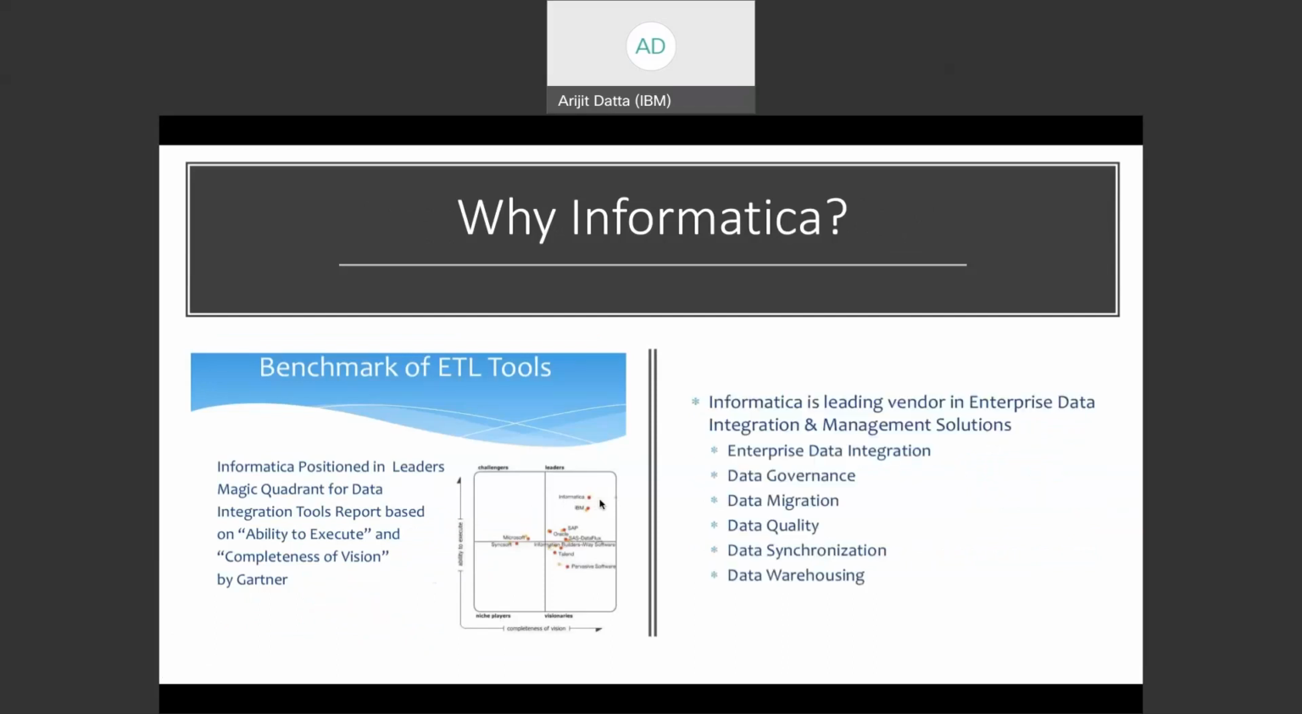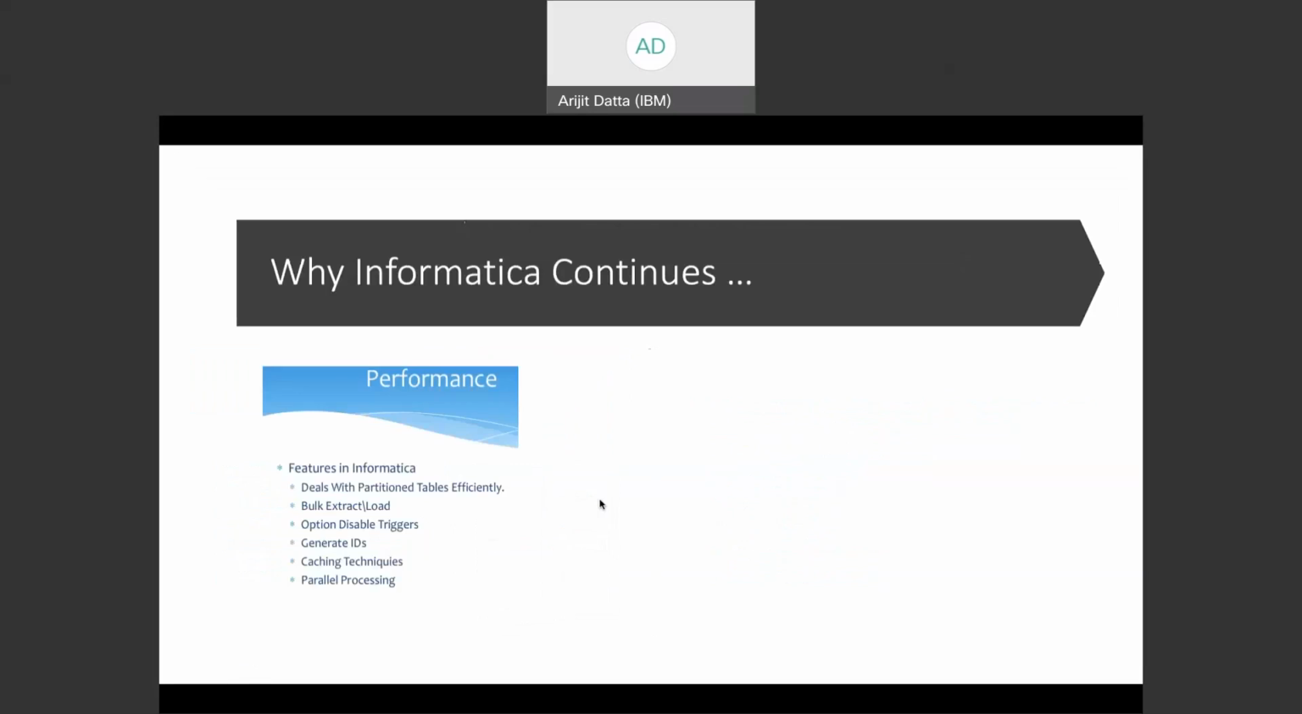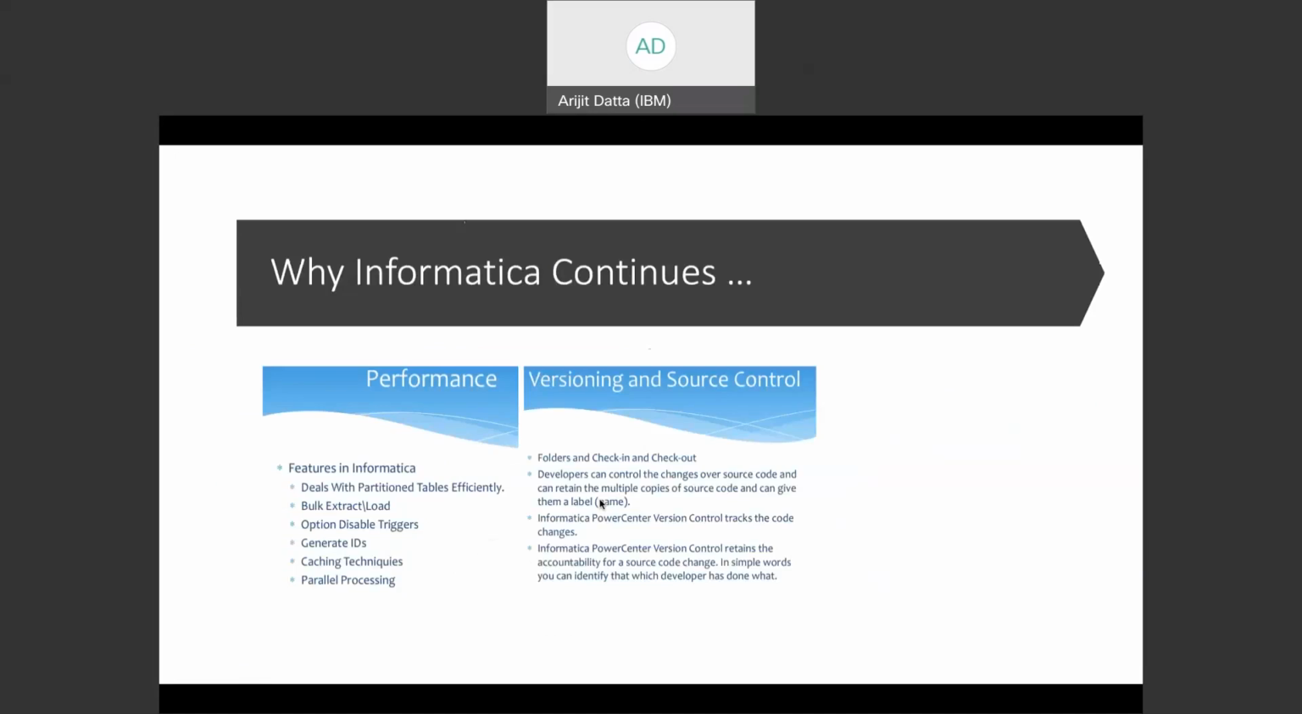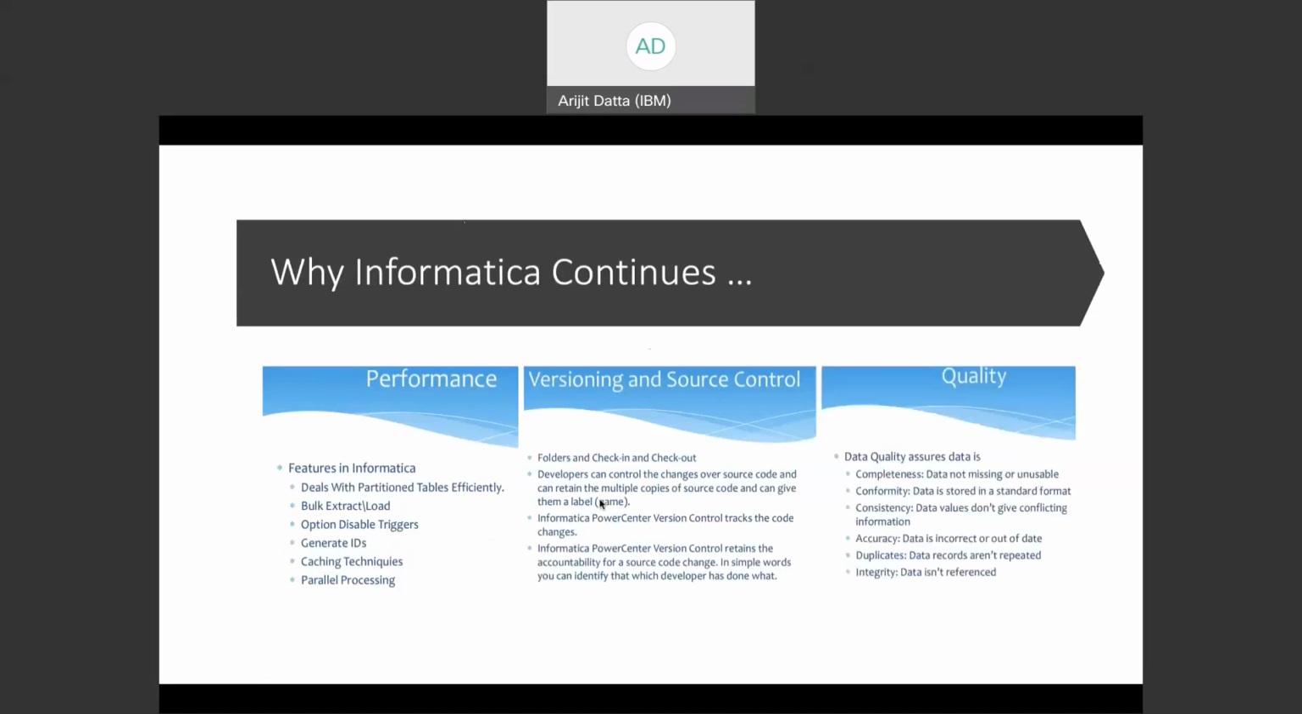Now, why? Because Informatica is a leading vendor in enterprise data intelligence. It has enterprise data integration, data governance, data migration, data quality, synchronization of data, and data warehousing. So all these things are taken care of with a single tool, which is Informatica. But that can also be achieved by other tools, right? Then why Informatica? There are three major reasons. One is performance, second is versioning and source control, third is quality.